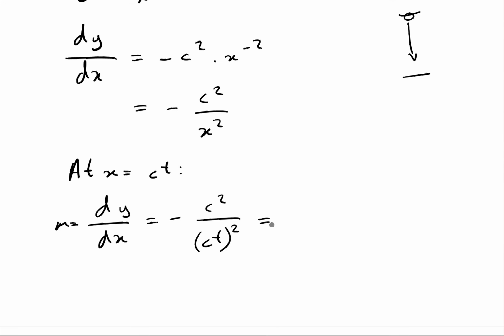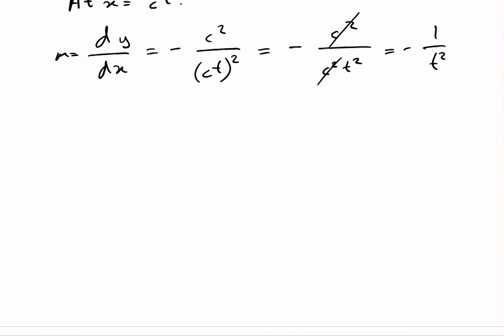I've just simply replaced x with ct. Do a little bit of simplification. We've still got the c squared on the top. Let's just square this bracket out. So it's ct times ct, so we're going to end up with c squared t squared. Okay, c squareds cancel. We're going to end up with minus 1 over t squared. So that is what the value of the gradient is at that point P.